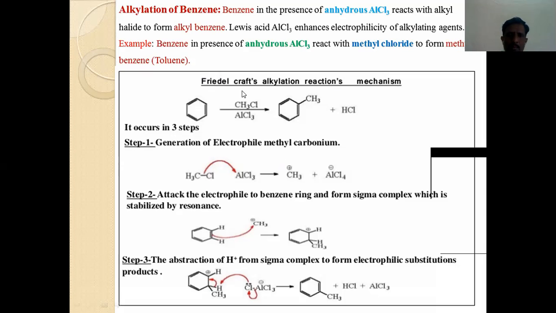Okay. So I want to share with you the mechanism. The mechanism of this Friedel-Crafts alkylation reaction involves three steps. Now, as in the previous case, I have discussed with you that in each and every electrophilic substitution reaction, the first step is generation of the electrophile.